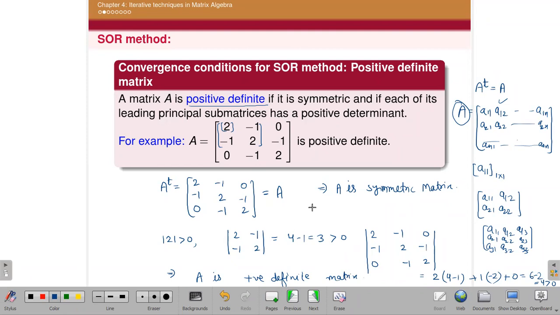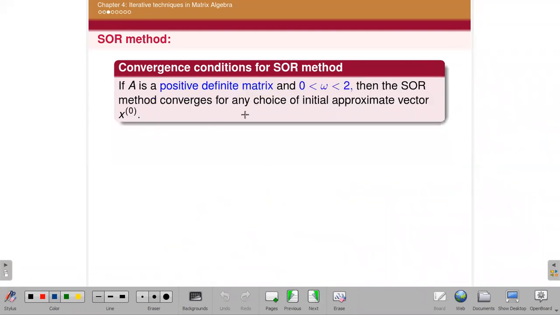So now what is the use of a positive definite matrix here? It is used in the convergence conditions for the SOR method. If A is a positive definite matrix, and we are taking the relaxation factor which lies between 0 and 2, then the SOR method converges for any choice of initial approximate vector x naught.